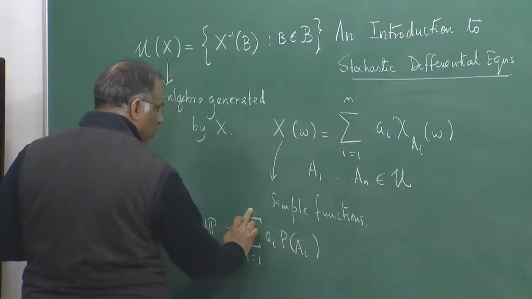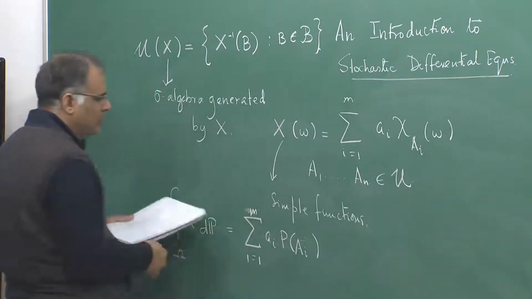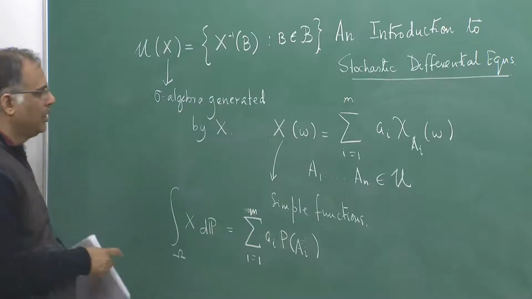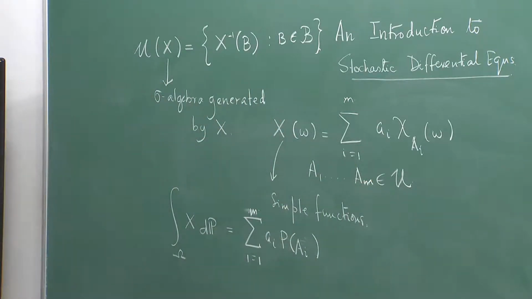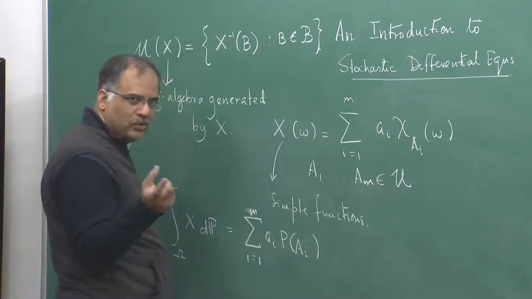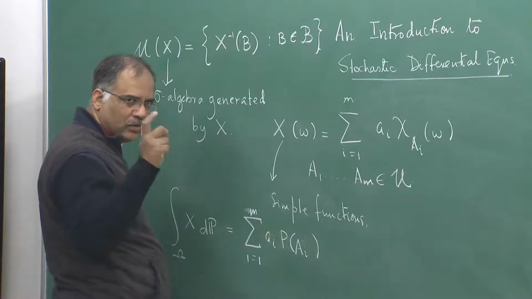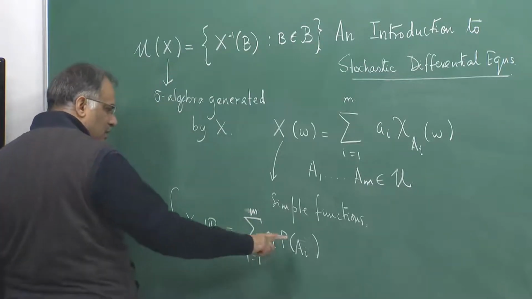the sum from 1 to m, let me write this as m. So, this is the definition. The probability of A_i is known because these are events, so you know the probabilities of that. Then the integral is nothing but this.